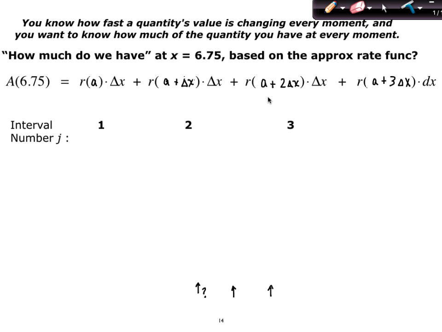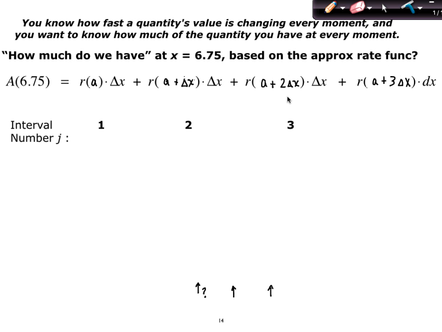If there were lots of complete intervals, what would be the left side of the 17th interval? A plus 16 delta x. Why? Because to get to the left side of the 17th interval, how many intervals do you have to go across? 16. You go across the 16, and now you're at the start of the 17th.